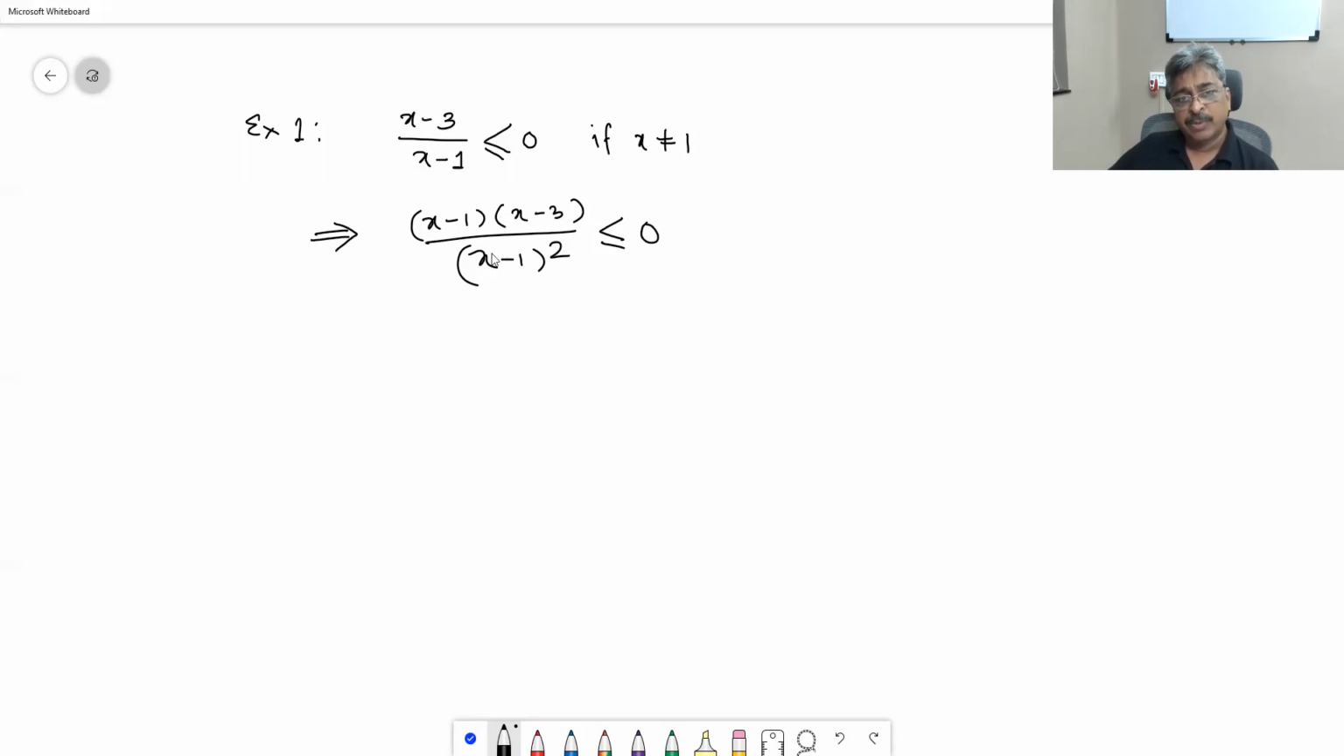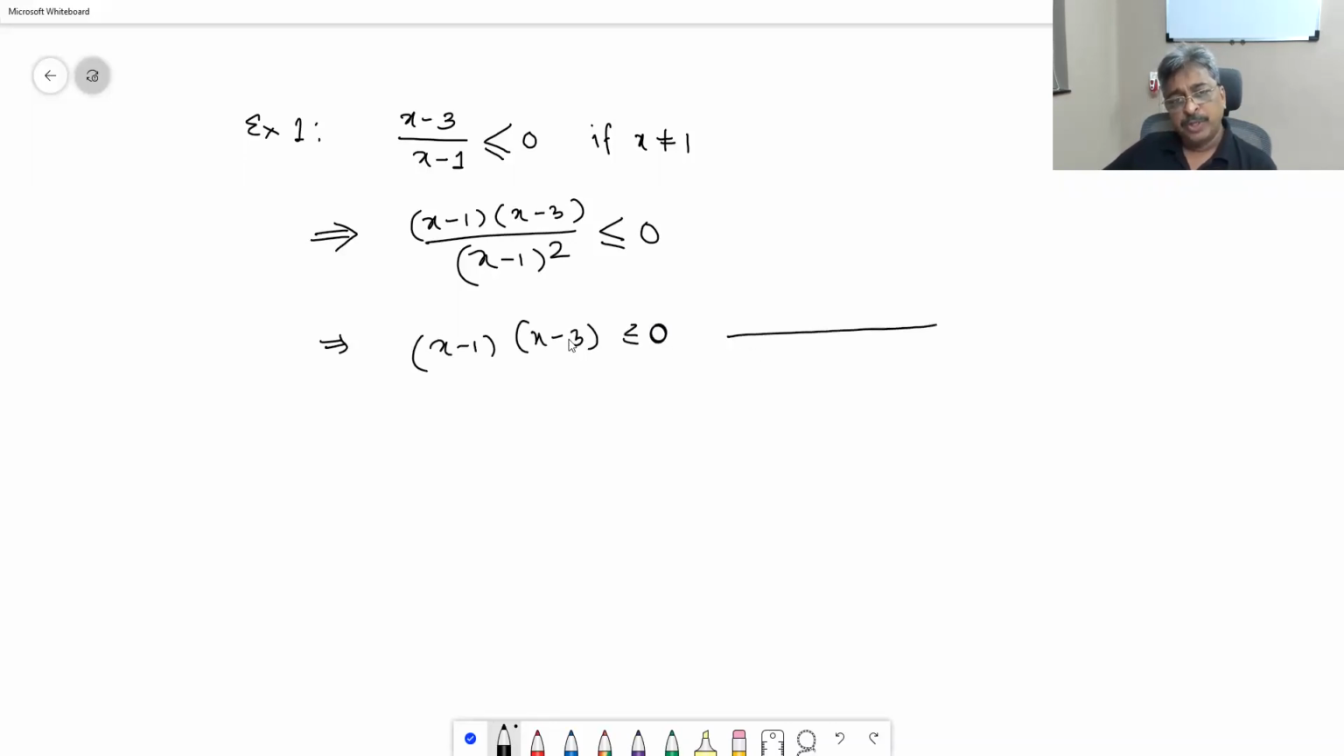Okay, x minus 1 is not 0, and hence its square is non-zero and positive. Therefore, you can cross multiply. That makes the inequality x minus 1 into x minus 3 less than or equal to 0.